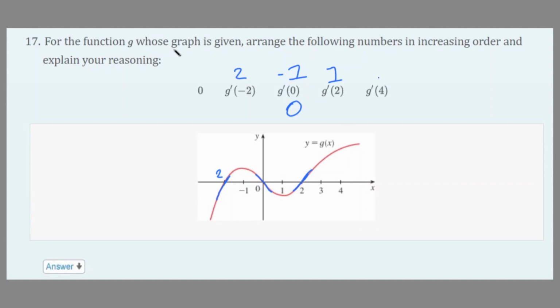And now at g prime of 4, so g prime of 4 is right here. We can see it is also still increasing, but not that much. It's kind of leveling out. So we could say that this is 0.5.